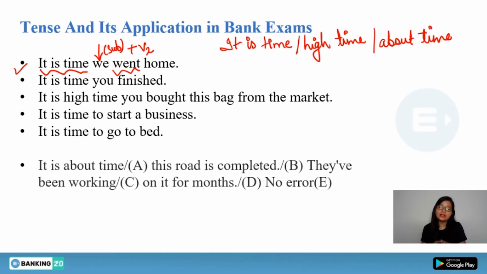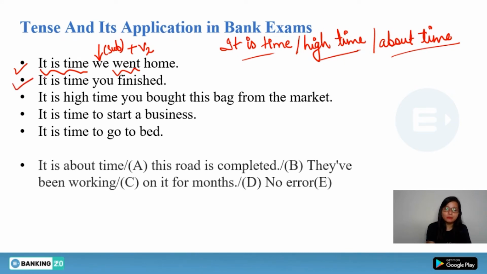Understand the structure first, and then I'll tell you the reason behind it. Why do we use this kind of structure when we have it is time, it's high time, it is about time? We have a subject, and according to your subject you will use the second form of the verb, which will be the same for all subjects. You cannot use s, es or is, because v2 is the same for all the subjects. You cannot make changes in the second form of the verb. So whenever you have it is time, high time, about time, you will have a subject, and then you have to use only the second form of the verb, not the first form.